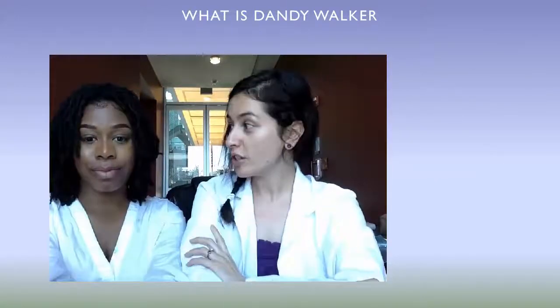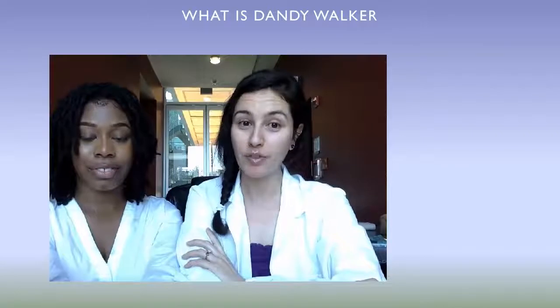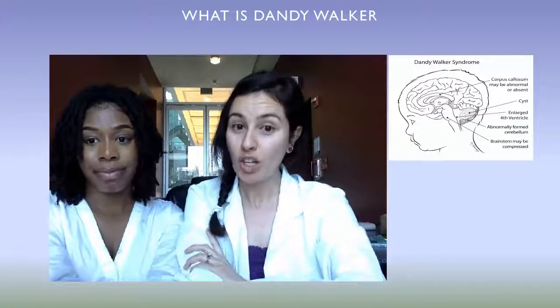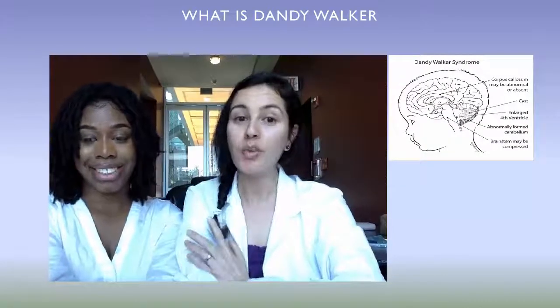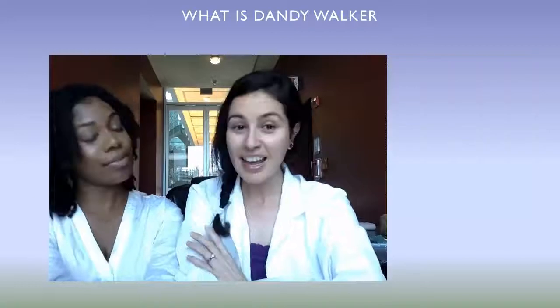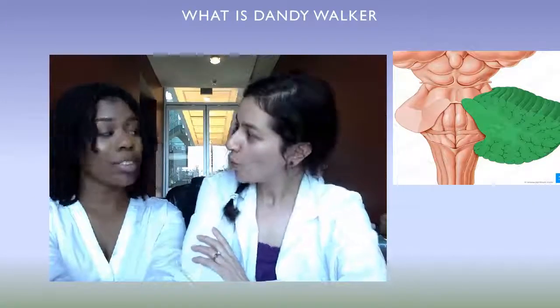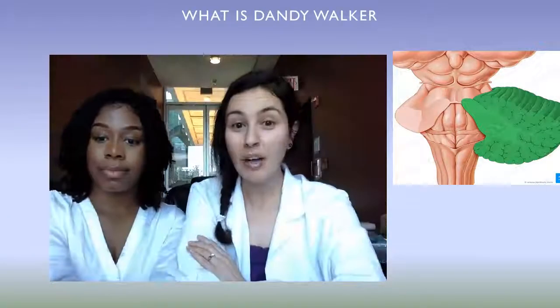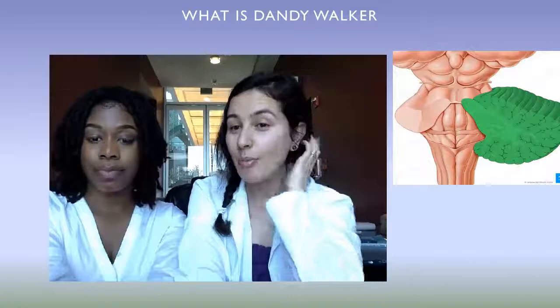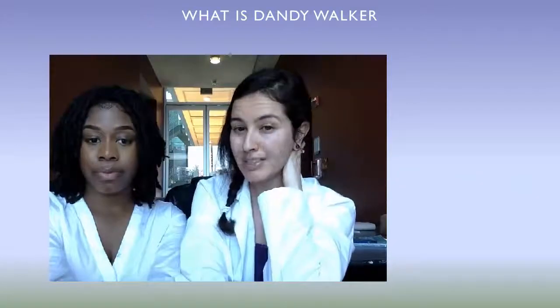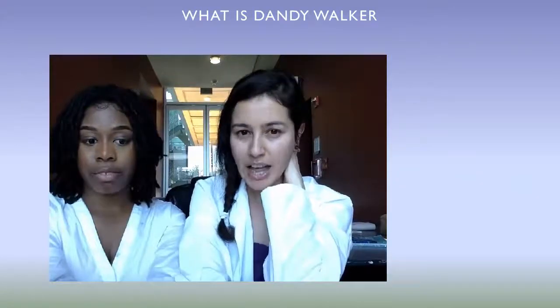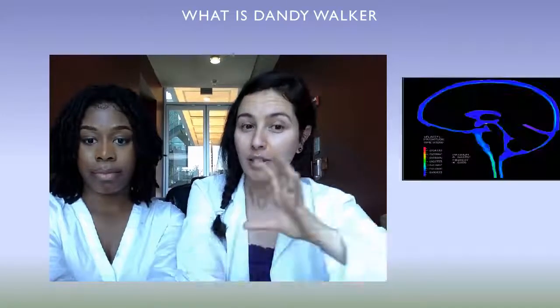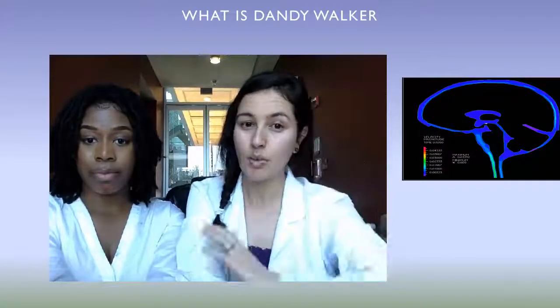But we also did the search, and Dandy Walker malformation or Dandy Walker syndrome represents a group of congenital disorders of the brain development involving the cerebellum. What is the cerebellum? Good question. The cerebellum is an area in the back of the brain, and people call it the little brain, the small brain, and it controls movement and the fluid-filled spaces around it.